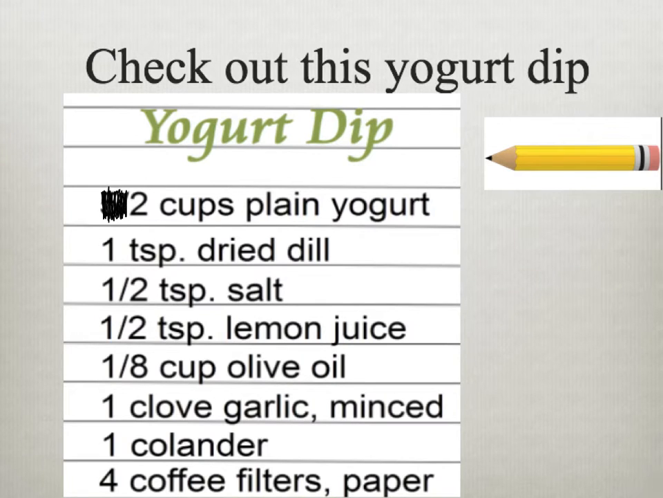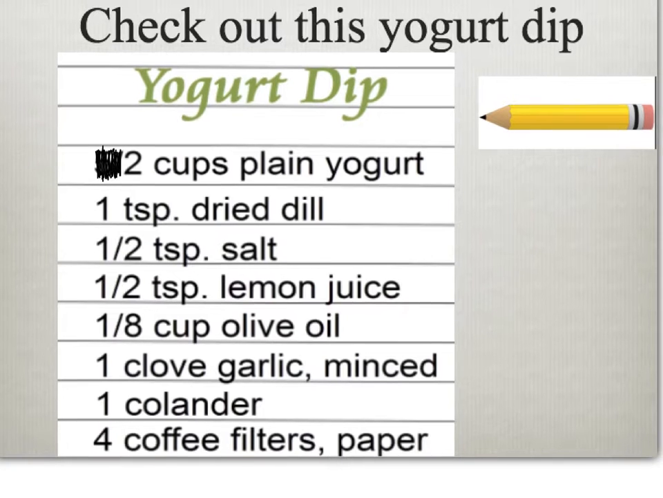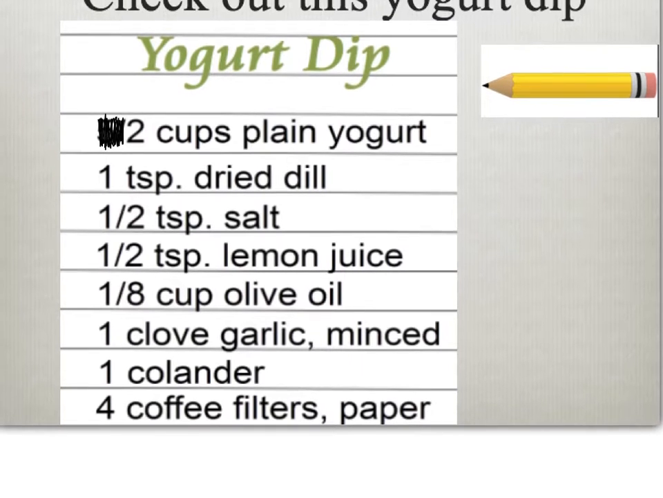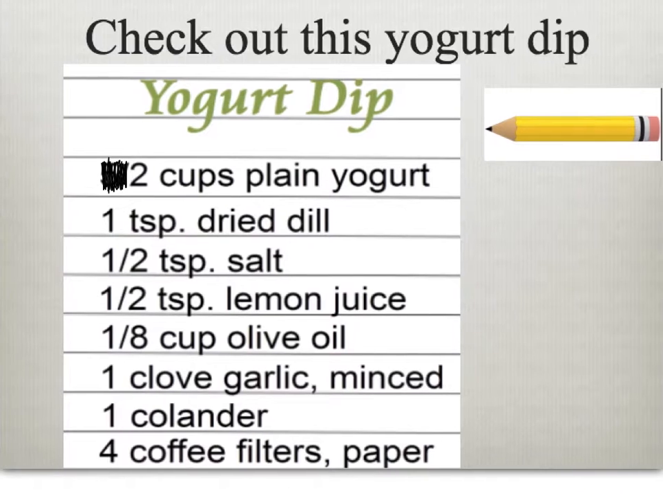So let's check out this yogurt dip. In this yogurt dip, we have 2 cups of plain yogurt. We have 1 teaspoon of dried dill, 1 teaspoon of salt, a half of a teaspoon of lemon juice, 1/8 of a cup of olive oil, 1 clove of garlic, 1 colander, and 4 coffee filters.